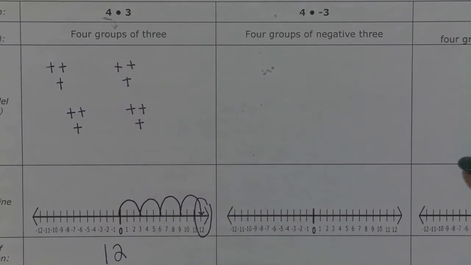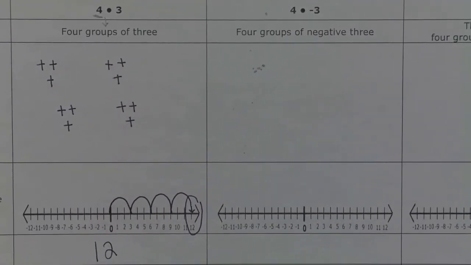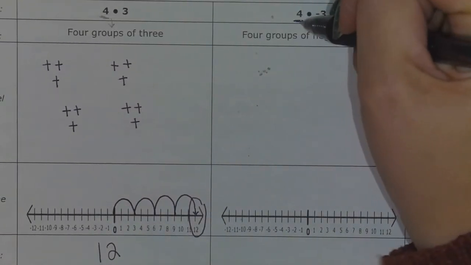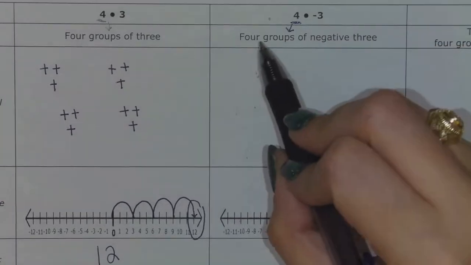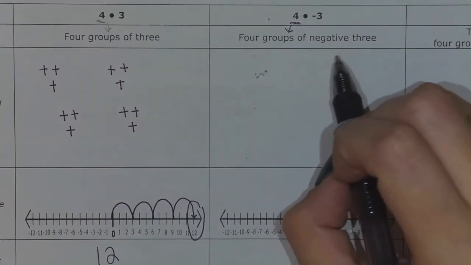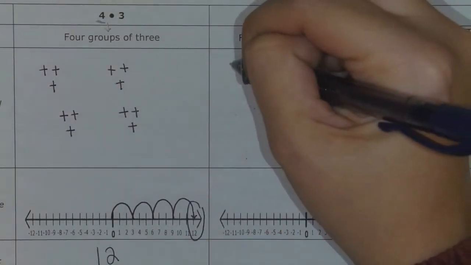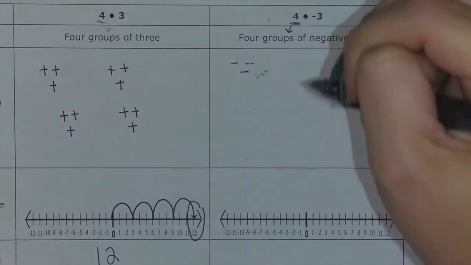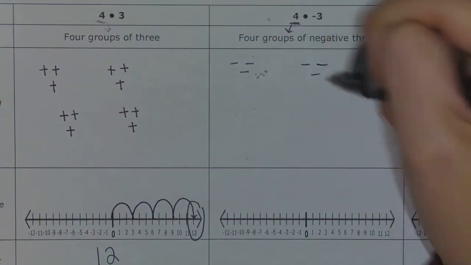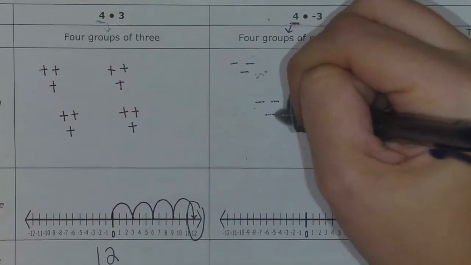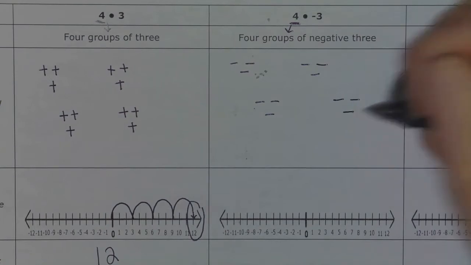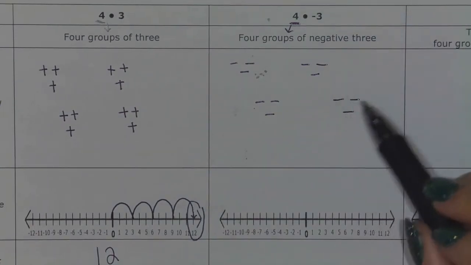Okay, our next one, our expression is 4 times -3. Remember, this very first number here represents the groups. So I have 4 groups of -3. So let's draw these with tiles. So there would be 1 group, 2 groups, 3 groups, 4 groups. These always look like faces to me.